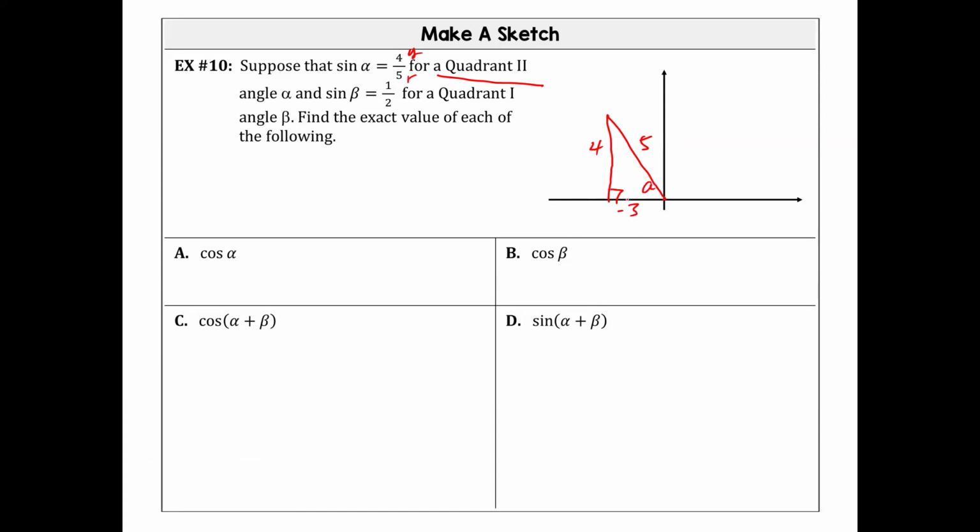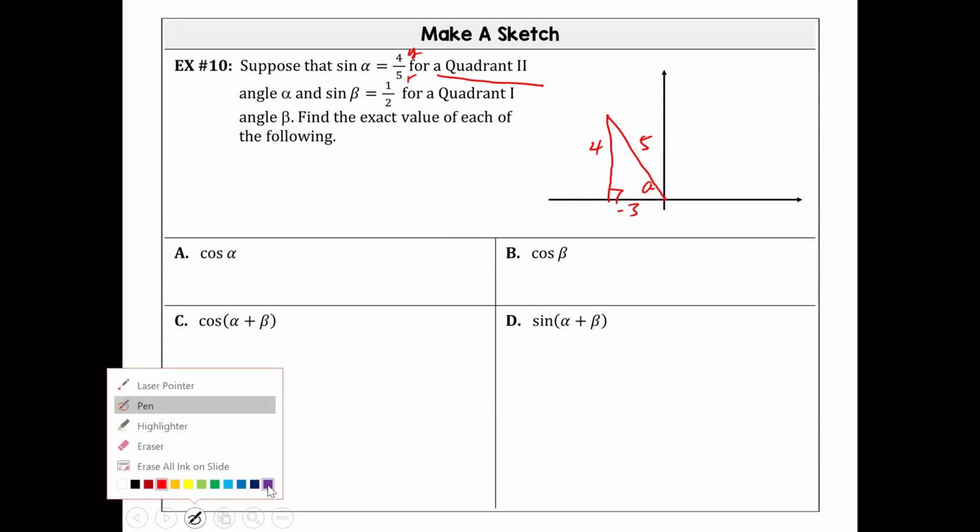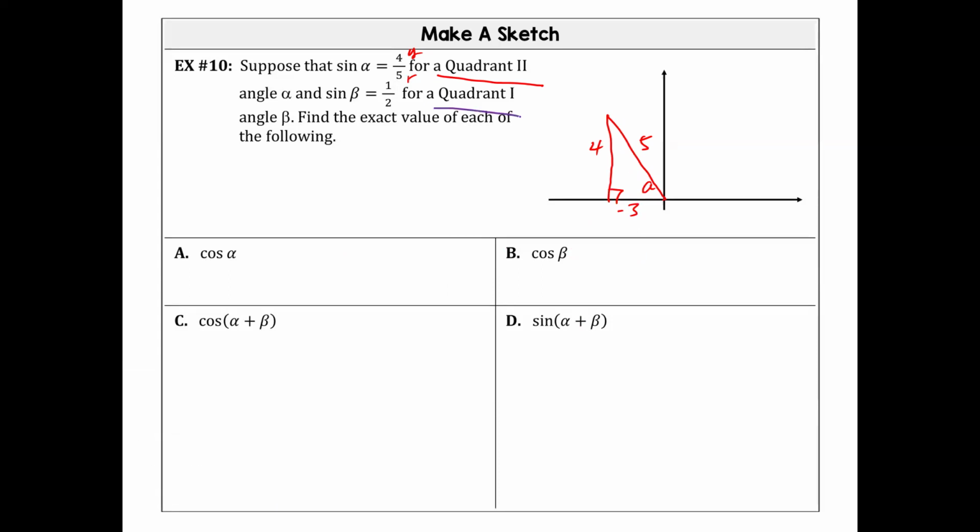Now we're going to do our other one in quadrant 1. In quadrant 1, I have sine beta equals 1/2. So this is the y, and this time it's a little shorter because our y is only 1. Clearly, this is not drawn to scale. And we get square root of 3. Good job, Hannah. Now that I have the triangles, all it is a matter of using my triangles.